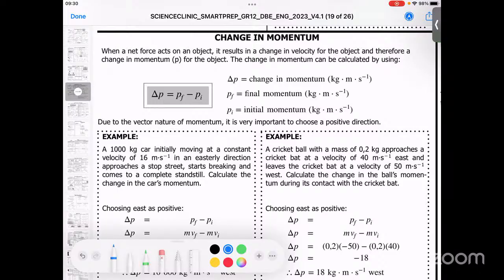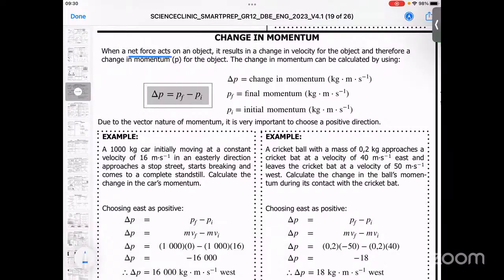Okay, so let's revisit this statement. They are talking about a net force which is acting on an object. So this net force will result in a change in velocity for the object and therefore a change in momentum. In other words, they are simply saying that if there's a net force acting on an object, obviously it will influence its velocity. So the velocity may either increase or decrease. That increase or decrease will definitely have an impact on the momentum.